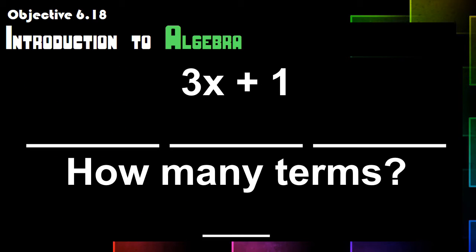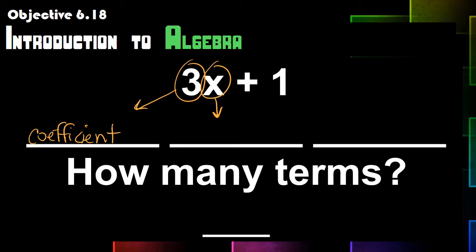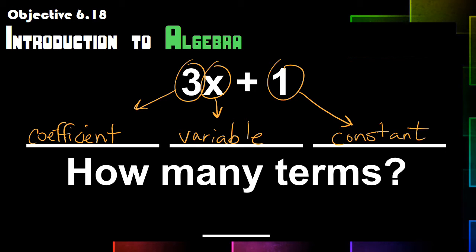So here we have this expression: 3x plus 1. We can identify 3 as our coefficient. This is the number that is before the variable. We have x, our symbol representing an unknown value, so that's our variable. And our number 1 here is our constant, because that number will not change.